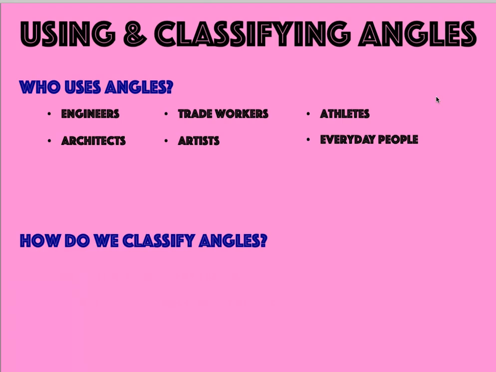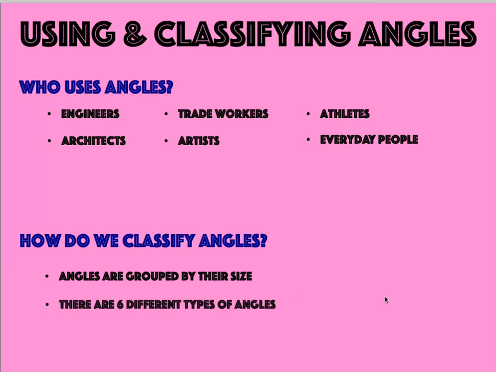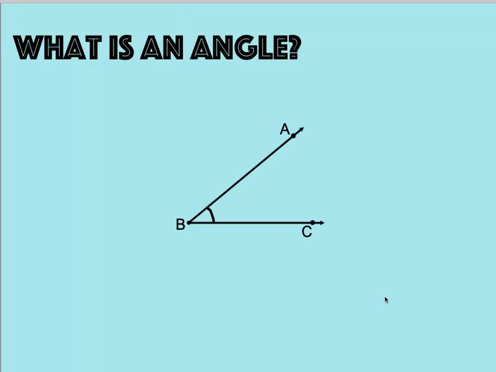So how do we classify angles, or what kinds of angles are there? Well, angles are grouped by their size, and we're going to get into the different types. In fact, there are 6 different types of angles that we're going to talk about. But before we can talk about the types, we need to understand what really is an angle.